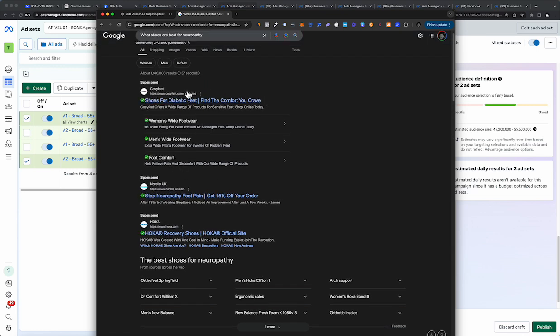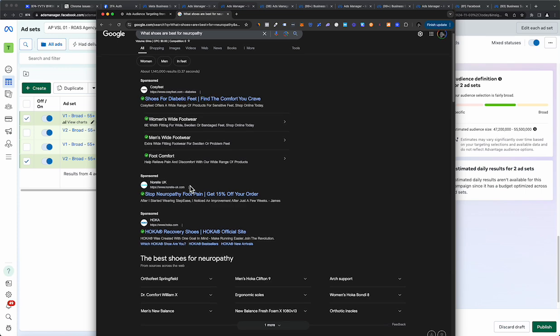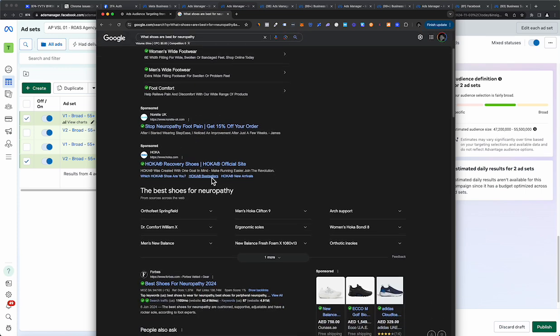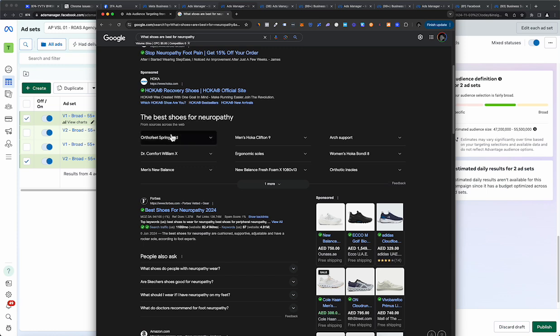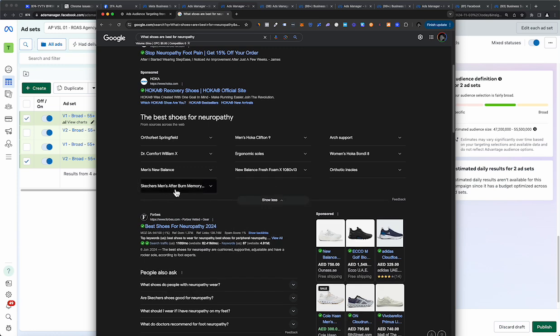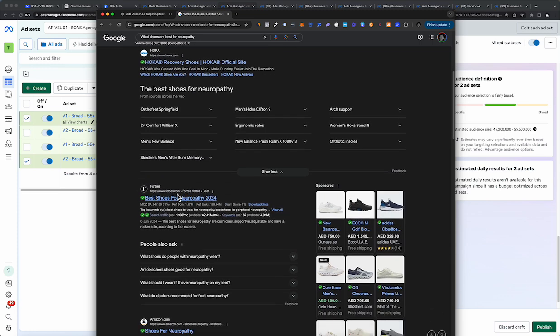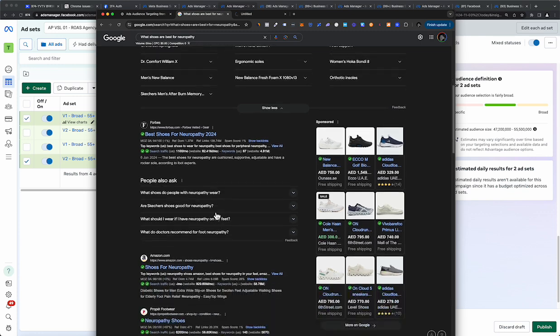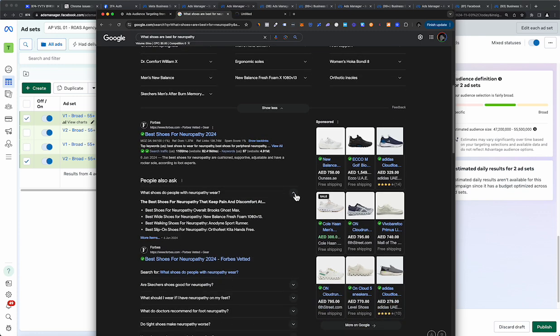All right, so straight away we can see who's running ads. Cozy Feet. I've never heard of them, but obviously I haven't really been looking either. Norelli looks like it might be a UK company. Hoka, best shoes for neuropathy. Ortho Feet, Springfield, Men's Hoka, arch support. Now New Balance, ergonomic soles, Men's New Balance, Skechers. Then Forbes have got an article. Let's see what Forbes are saying. What shoes do people with neuropathy wear?